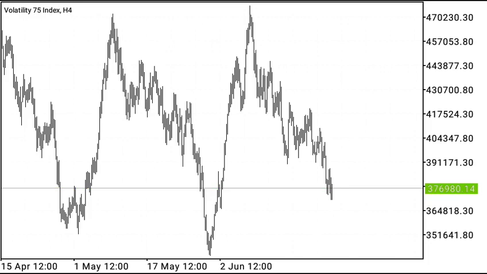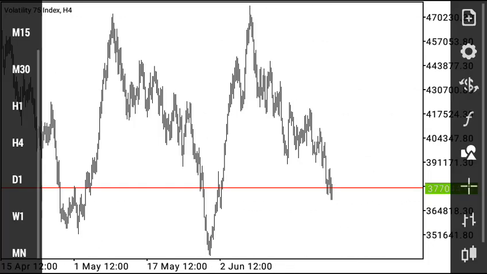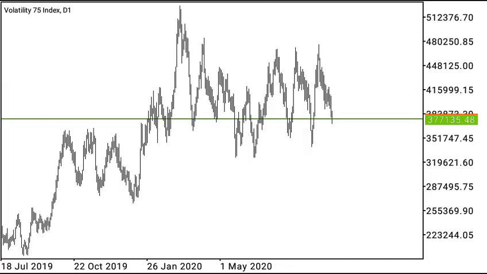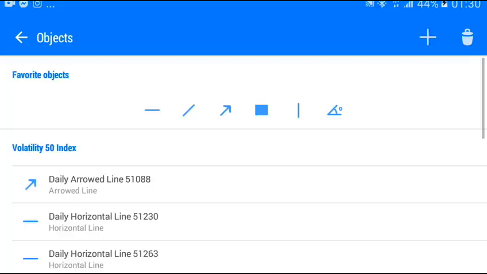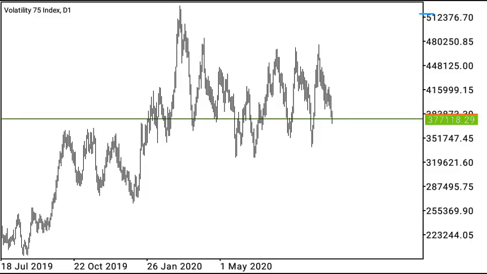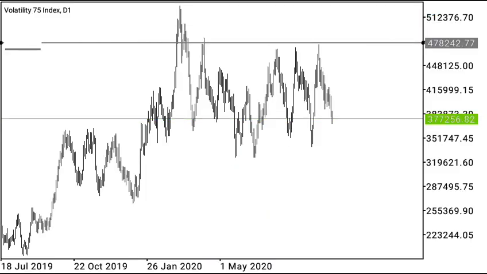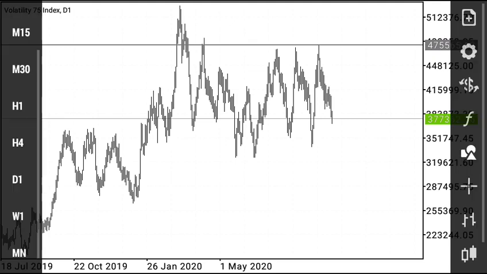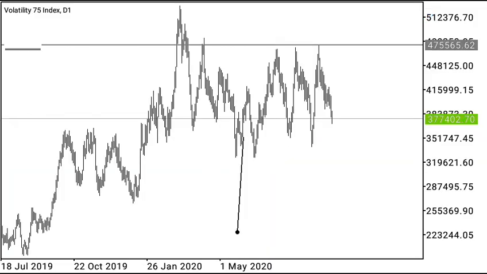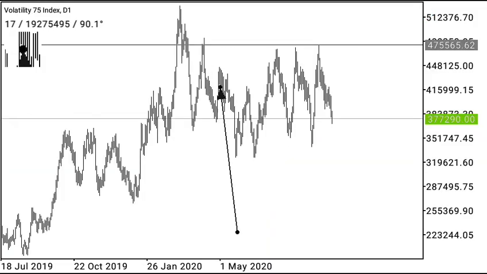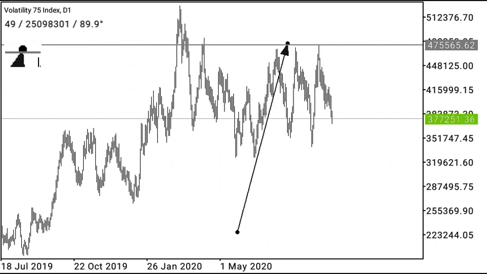Let's try volatility 75 and see what we have. Okay, it is clear here, guys. Let me start from daily. On daily, this is what is happening, and this is what I see. So good daily, guys. Also identify your resistance just like this. You see the touches now at our resistance. It's 1 and 2.